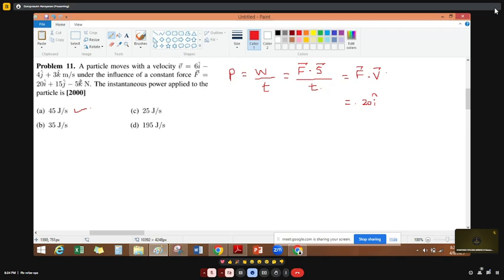20 into 6 minus 4. Okay, unfortunately, this minus is over here. 6 into 20, I'm getting 120. Minus 4 into 15, minus 60. 3 into minus 5, minus 15. So 60 minus 15, 45, yeah. Any doubt? If you know this, after that it's simple dot product.